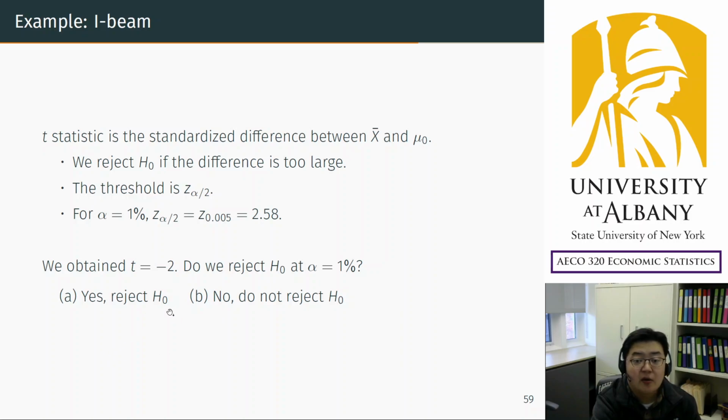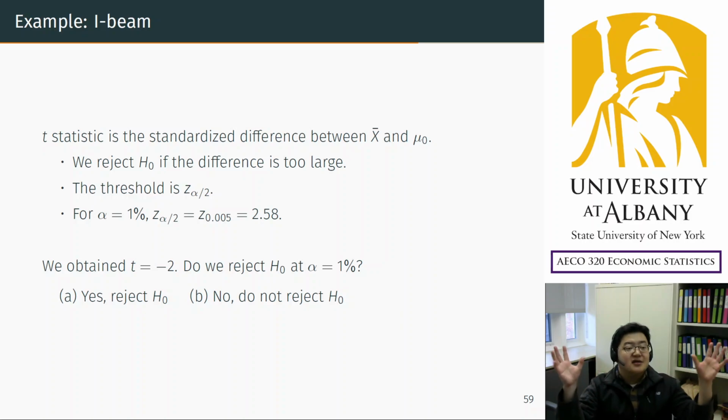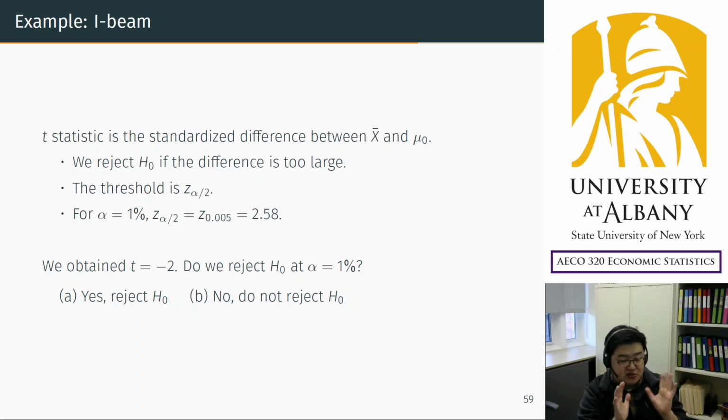The answer is no. That means the standardized difference is -2, and we set the cutoff at 2.58. That means if the standardized difference is between plus minus 2.58, we treat it as close enough to 0. The difference is small enough, close to 0, right? So -2 is included in plus minus 2.58, so we are not rejecting the null. That is the answer. B is the answer.